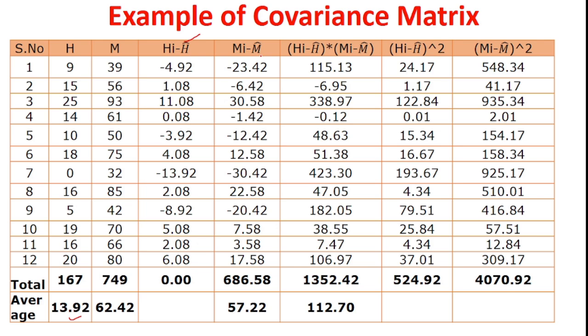So Mi minus M hat, same process, it is 39 minus the mean of marks, that is 62.42. You will get minus 23.42. The product of these two columns you are going to write over here, and the square term of Hi minus H hat comes here, and the square term of Mi minus M hat comes here.